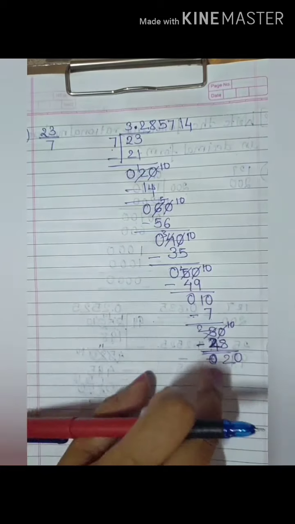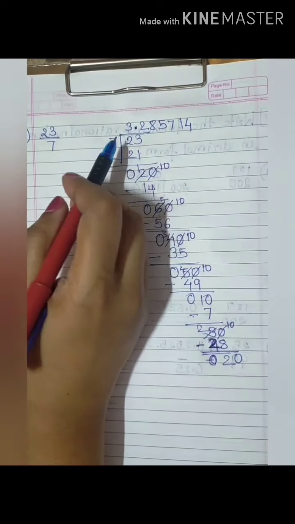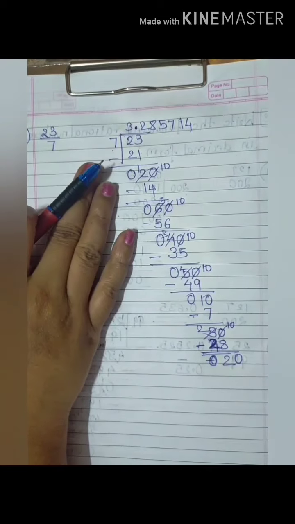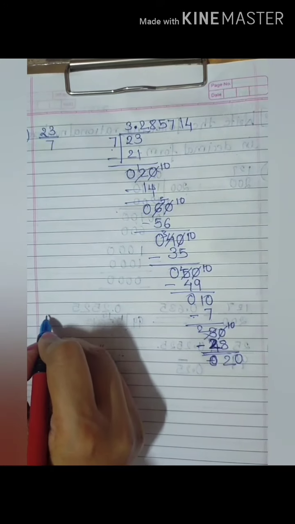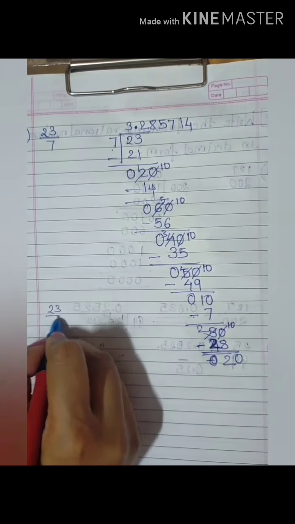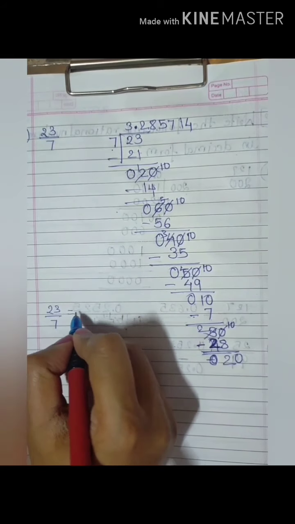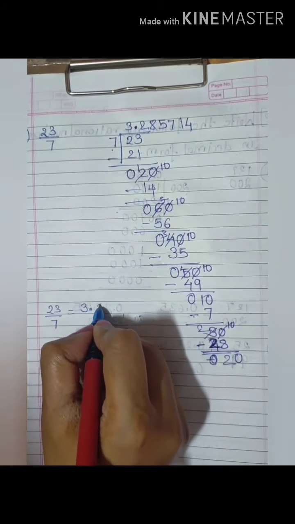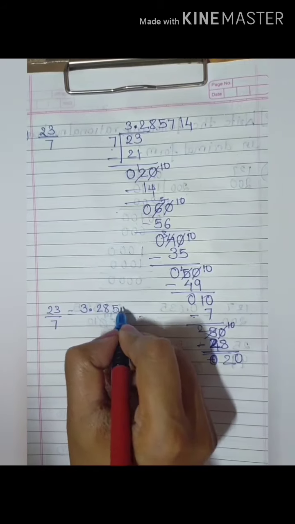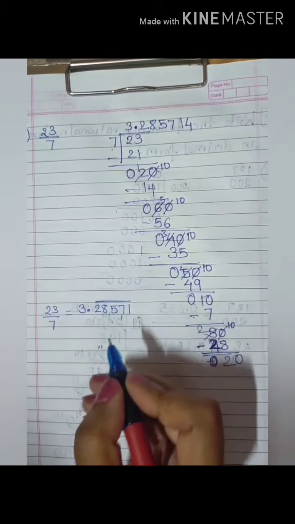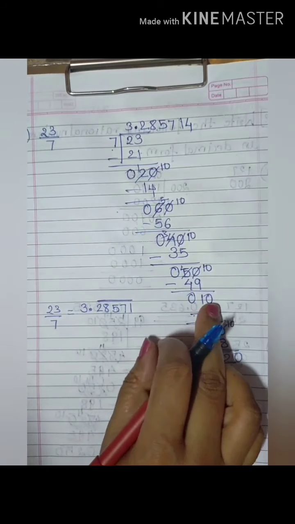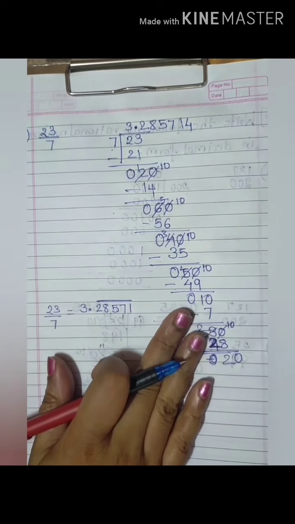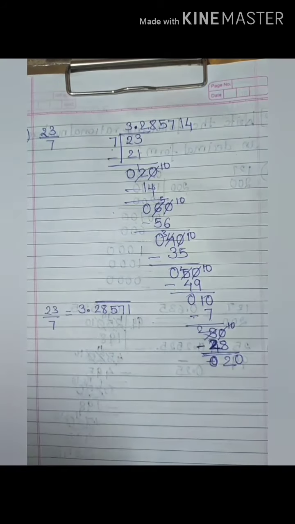go on repeating, so it is a recurring decimal form. So the answer will come, 23 upon 7. I am writing in decimal form 3.28571. I am putting a bar because it is going to repeat. There is no end for this sum.